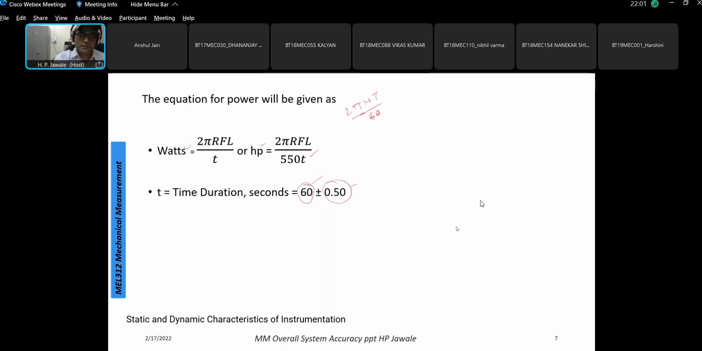Then we have the other parameter to be measured, let us say the revolutions of the shaft. During this 60 seconds duration, how many revolutions the shaft has made. Now this revolution count might be measured with the help of a mechanical counter, or it can be with the help of a speed measurement device, the one that we are studying in our practical. Say, for example, some kind of electromagnetic pickup or a photoelectric pickup.